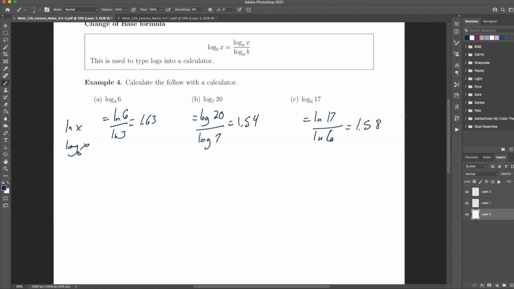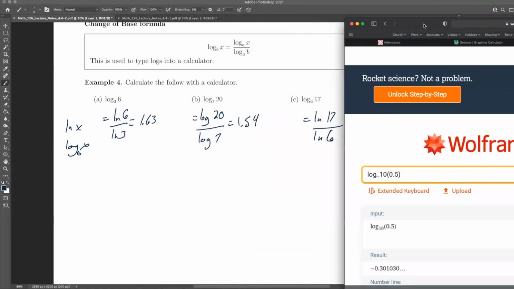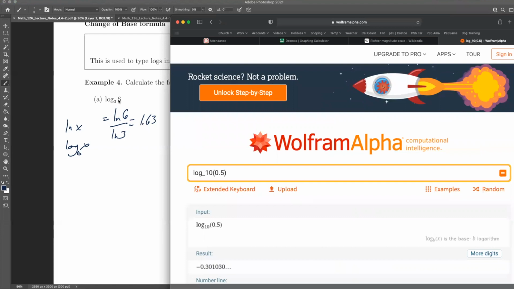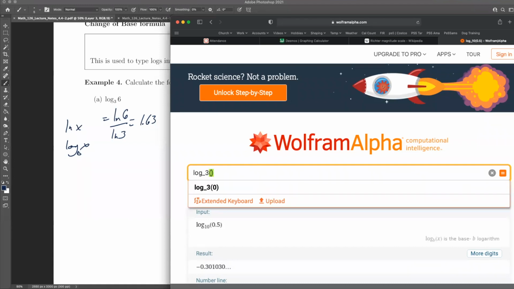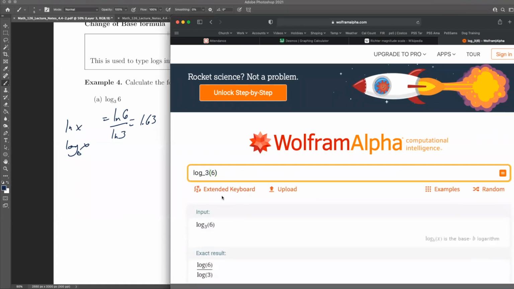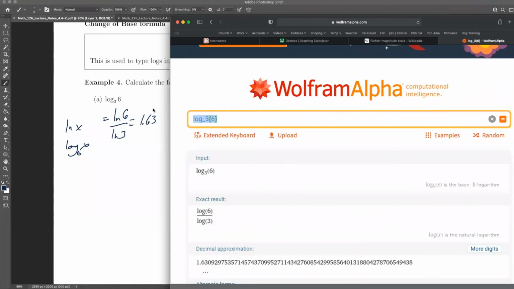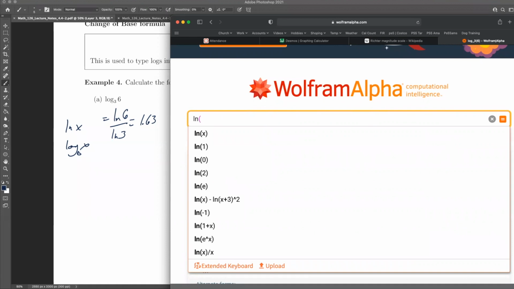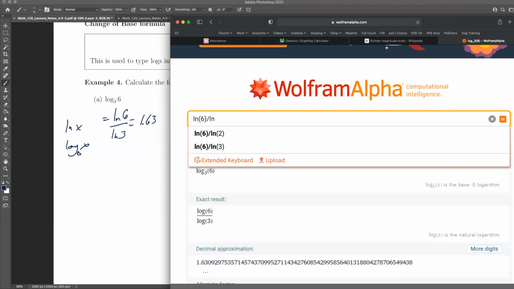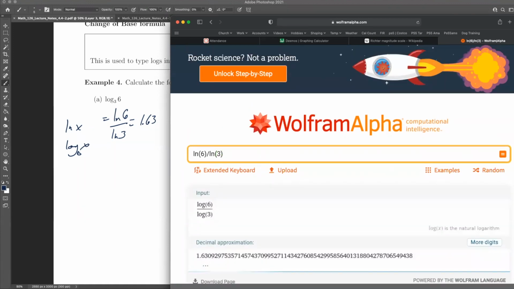All right, so what do we have here? Let me show you this in Wolfram Alpha. So let's go to Wolfram Alpha here. Let's pretend I want to type in, oh, let's just do this one. In Wolfram Alpha, I just type in log base 3 of 6. Guess what it's doing? Remember, in Wolfram Alpha, log is natural log. It says that's the natural log of 6 over the natural log of 3, or it gives you the decimal approximation. So when I type in ln of 6 divided by ln of 3, because that's what you'll actually type in your calculator, you'll get the same answer.